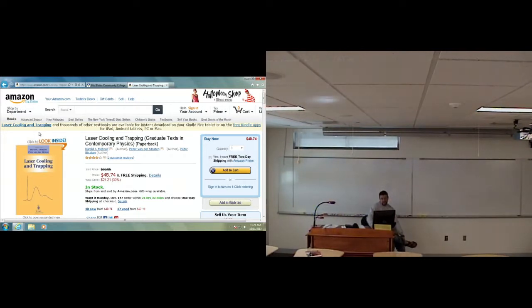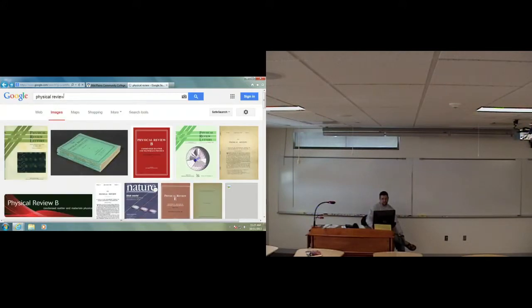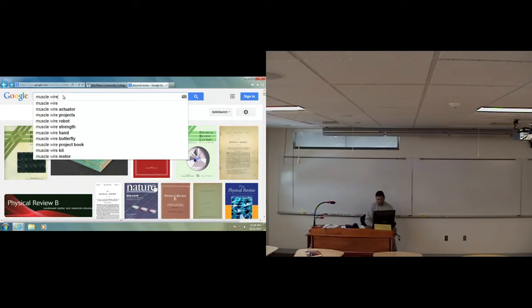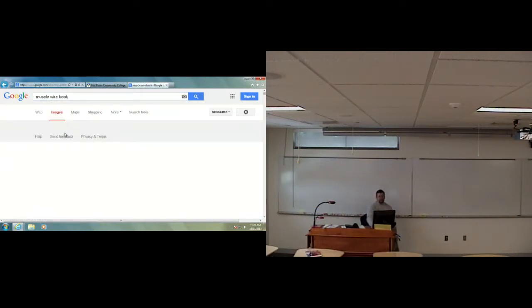So I read the book. I learned as much as I could about laser cooling and trapping, and I kept it around because it's a great resource. It's not even that big of a book, but there's just tons of these books out there in every field of science. So, for example, if I was going to go into, let's say, mechanical engineering, and I wanted to know something about muscle wires, for example, I might look up a book on muscle wires.